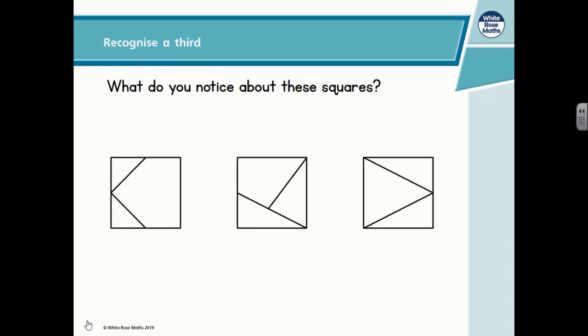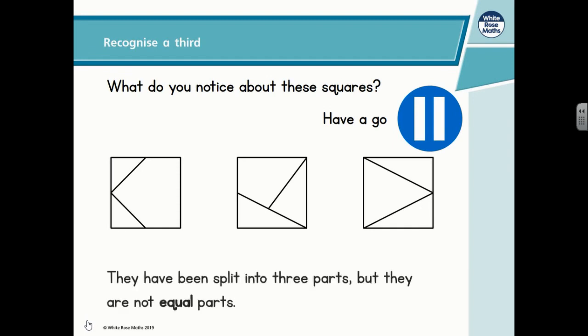I think I might go and get a piece of paper and see if I can prove that they are equal, or here and have a go. What did you find out? Oh yes, they have been split into 3 parts, but they are not equal parts.